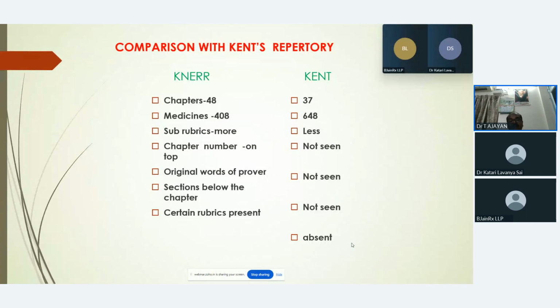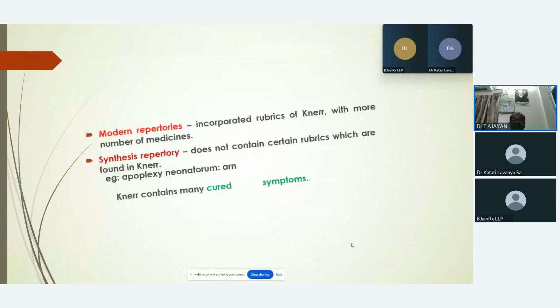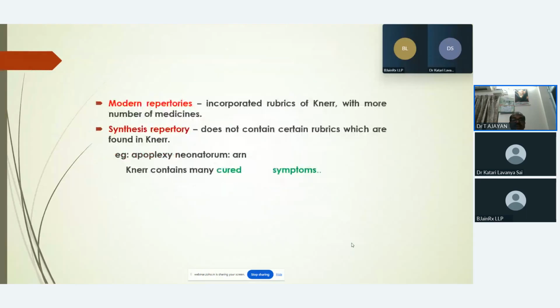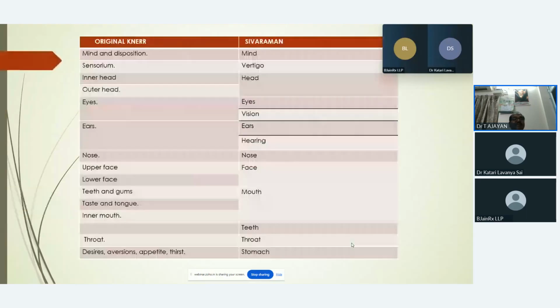But on the disadvantage side, these advantages are not seen in our Kent repertory. That means chapter, original words, then selection, everything we do not see in our Kentian repertory. These are the modern repertory. This is a comparison chapter-wise. I compare the original Knerr and Shivaramakrishnan chapters. Shivarama is converted into Kentian chapters. Okay.